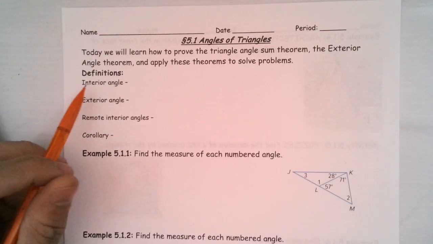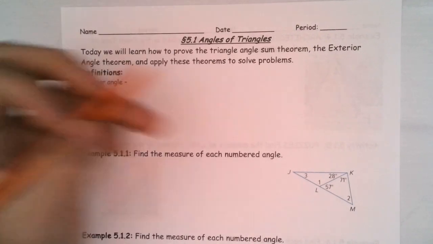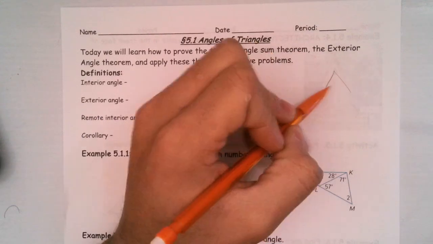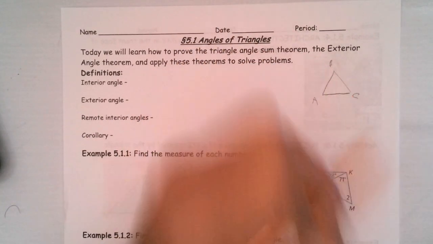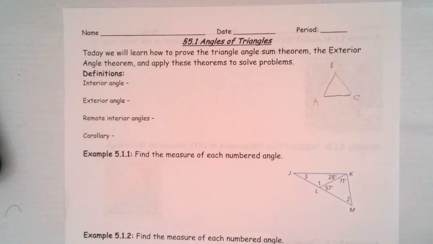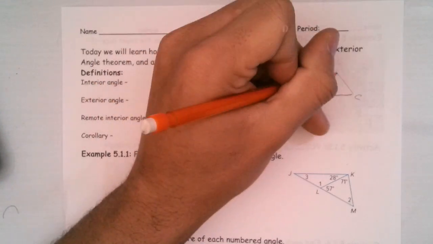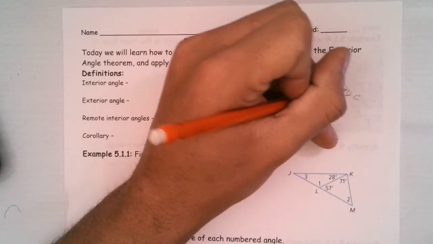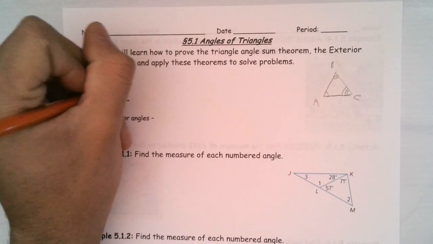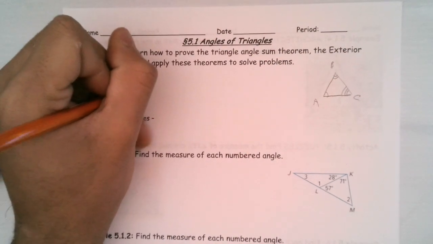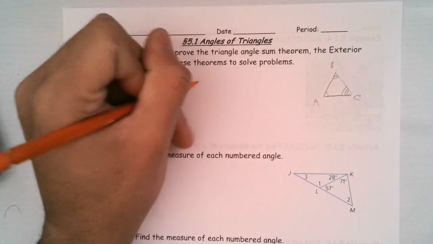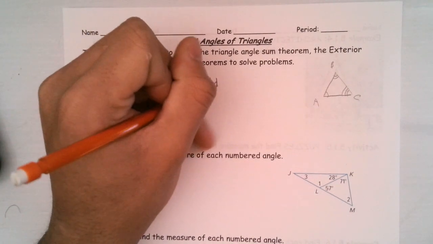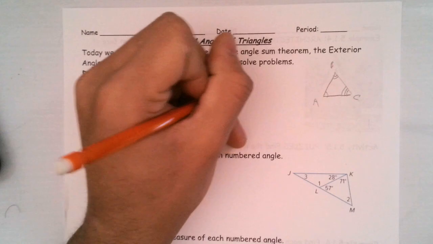Well, what are interior angles? Well, say we have a triangle ABC. Well, the interior angles are these angles right here. They lie inside the triangle. So angles that lie inside the triangle.